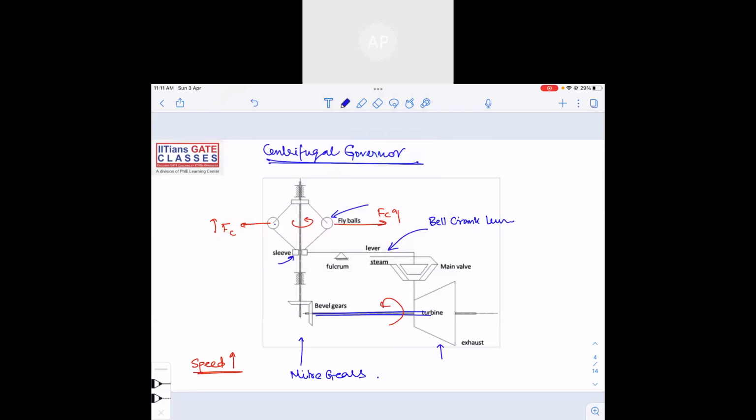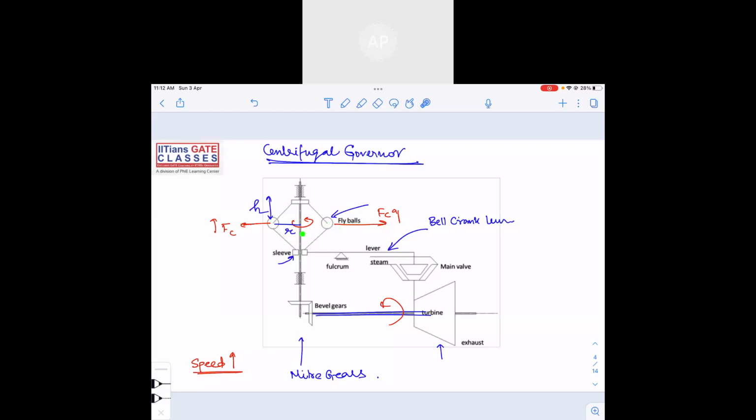This is known as the radius of the flywheel, and this is the height of the governor, h, and the radius of the flywheel, right? So the fly balls will move outwards. The fly balls will move outwards. So what will happen? The sleeve will come up, because the fly balls are connected to the sleeve.